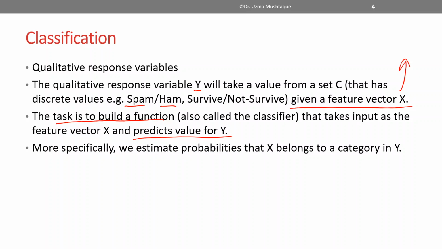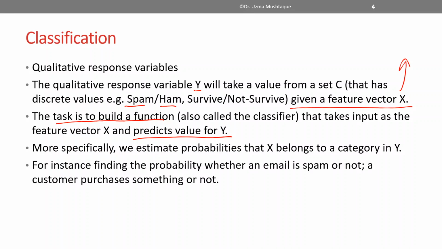And more specifically, we essentially estimate probabilities that X belongs to a category in Y or not. What that means is whenever we are building a classifier, we are essentially trying to calculate or predict the probability of whether this particular observation will lie in this class or that class, whether this particular customer will purchase or not purchase, right? For instance, finding the probability whether an email is spam or not, a customer purchases something or not, and so on. There are numerous examples, but this is what a classification problem looks like, and we are solving this classification problem using logistic regression.